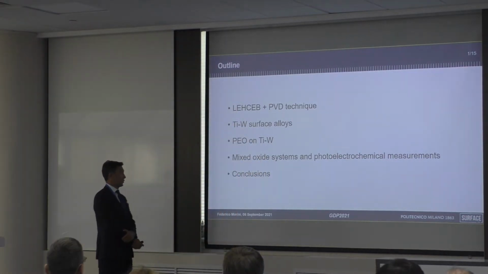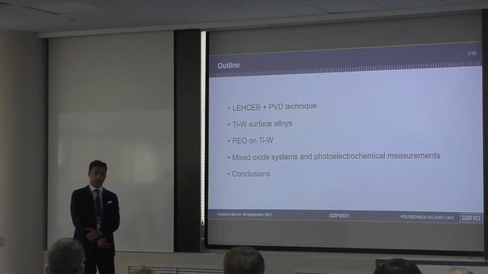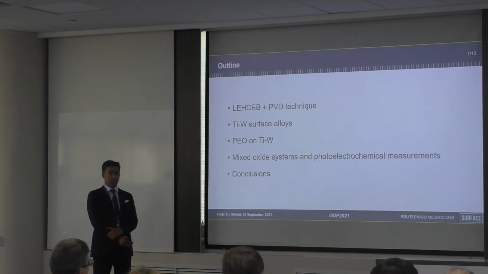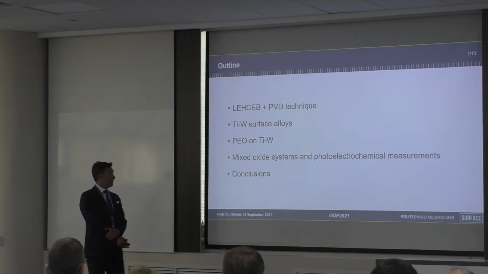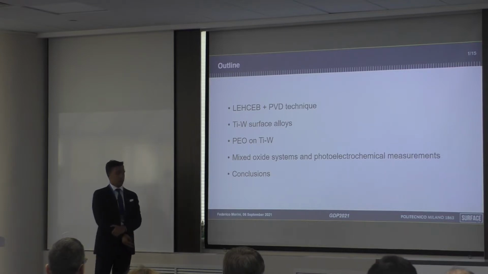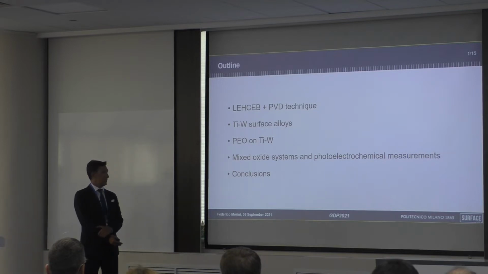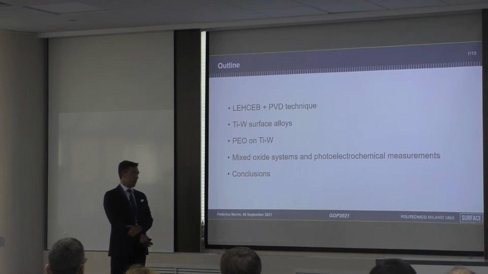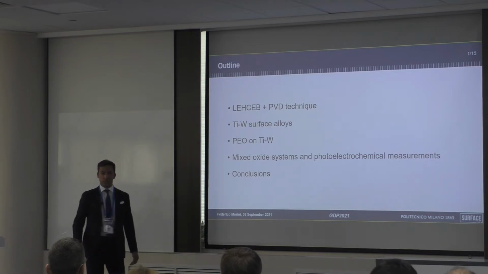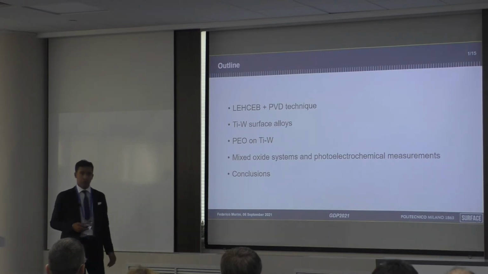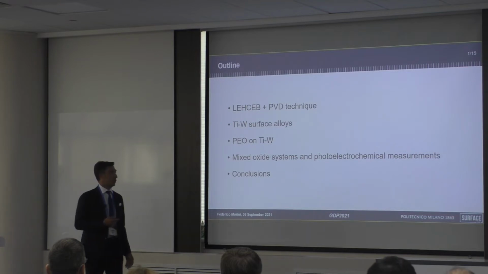Then I'm going to show you the importance of titanium tungsten and titanium tungsten surface alloys, so why we choose these materials, and then the plasma electrolytic oxidation, some information about these techniques and results on titanium tungsten oxides, and then results on the oxides and photoelectrochemical measurements that we did in order to produce some oxides that is photoactive, and then some conclusion to recap all the information that I gave to you.